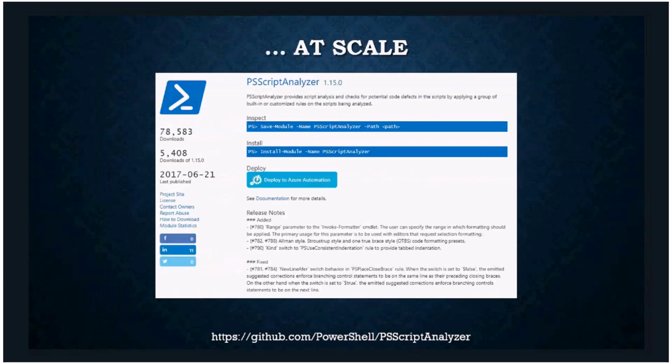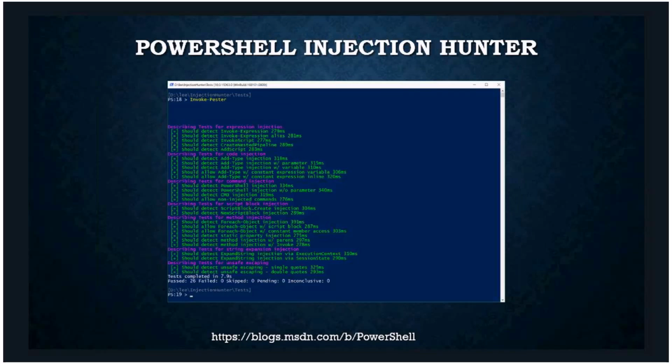But you can also do this at scale. PowerShell has this framework called the PowerShell Script Analyzer. And there are modules built in that are doing exactly this. They're using the AST to hunt through all kinds of stuff to find either bad coding practices or whatever. You can also do this for security issues.